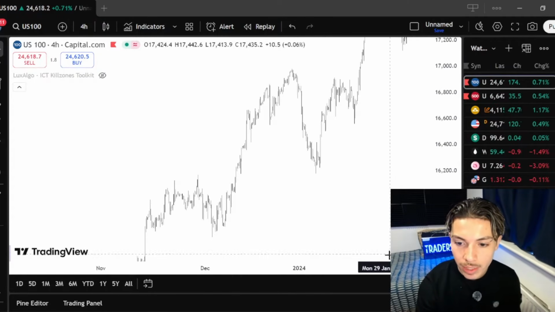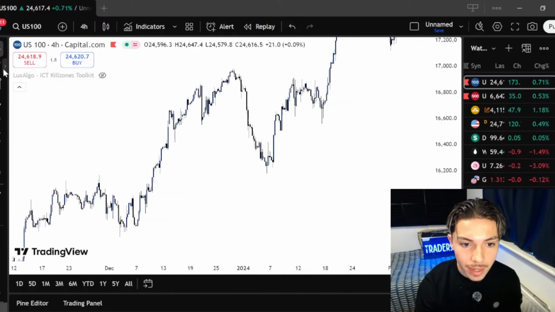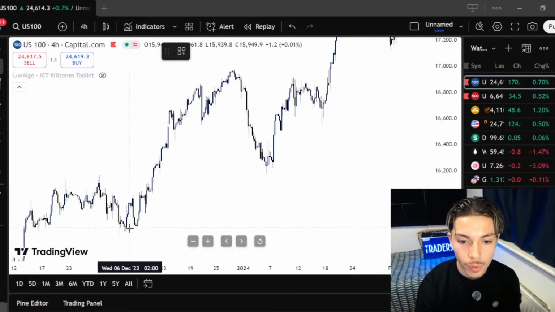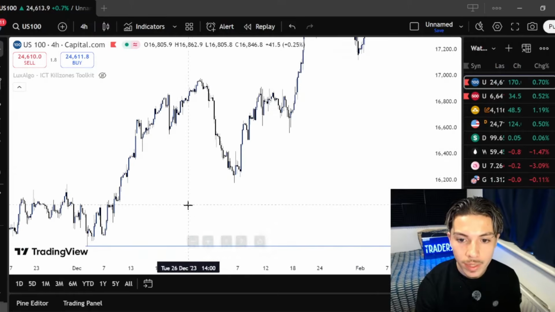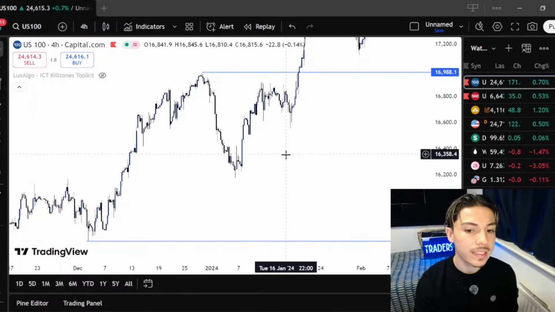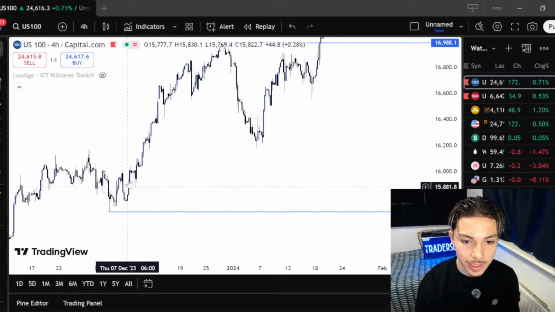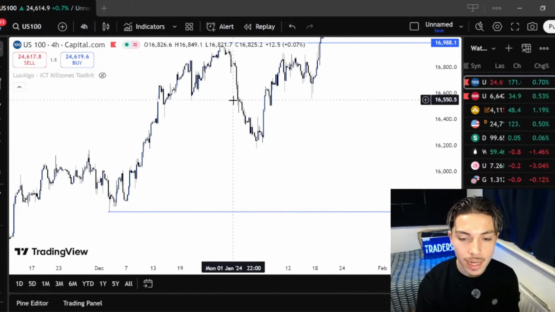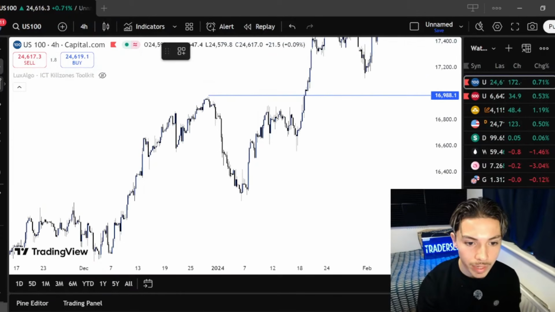Let's simply mark out some key areas. We can see that right here, we have a low. Right here, we have a low. And right here, we have a high. And this is just like I was showing you. Now, where does liquidity rest on this uptrend? As we can see, we're forming higher highs and higher lows. Liquidity simply rests below the lows.